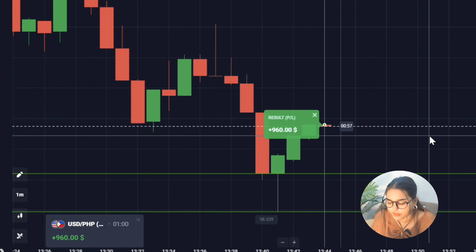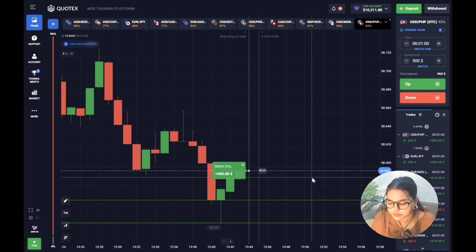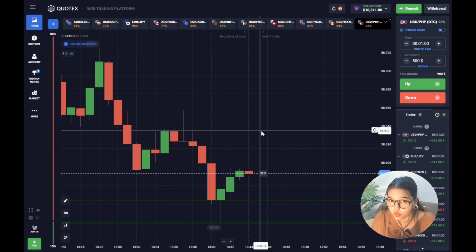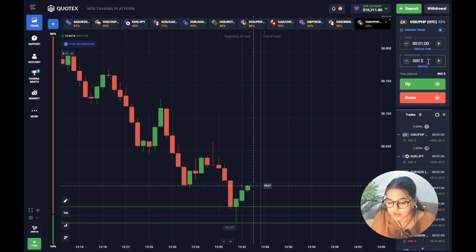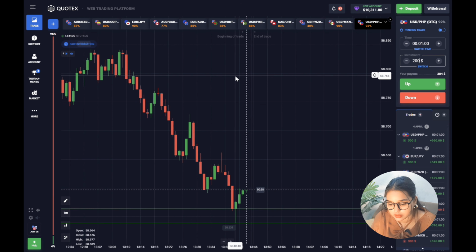Okay, and let me tell you something important. I am not a financial advisor. Before placing any trade, make sure to do your own research because trading is very risky. You can make a profit here, but you can also incur losses easily. So I'm going to reduce my investment a bit here because taking too much risk is not a good thing.